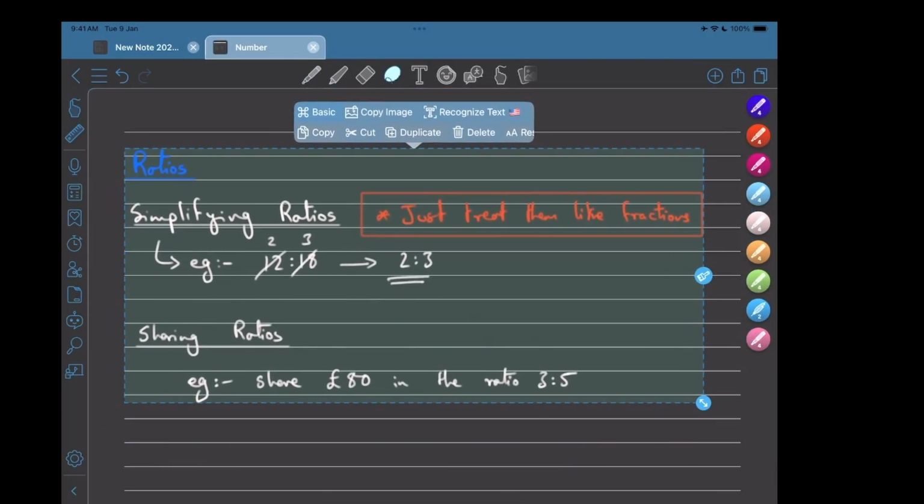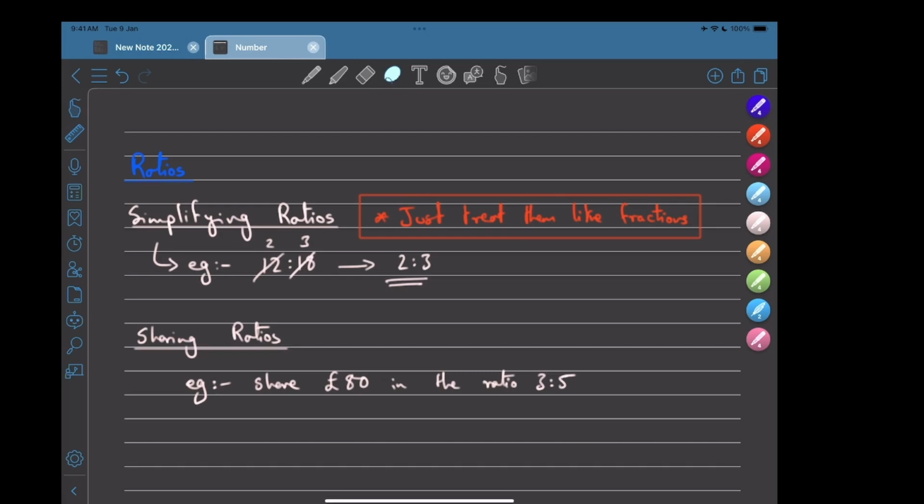All right, ratios. There are not a lot of ratio questions in the paper, but it is a topic that is mentioned. There are two particular techniques that you need to know about ratios. Ratios are very similar to fractions. The way that you treat fractions and the way that you treat ratios are very similar. It's like a brother and sister kind of story. Simplifying a ratio, you just treat it like a fraction.